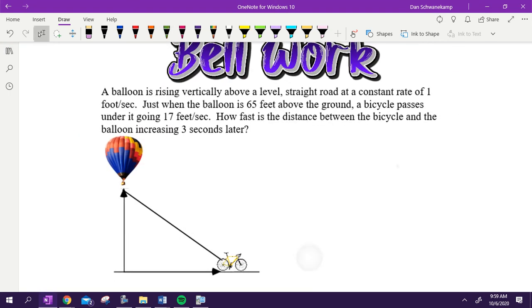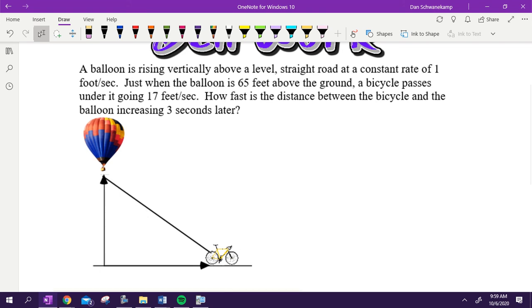A balloon is rising vertically above a level straight road at a constant rate of 1 foot per second. Just when the balloon is 65 feet above the ground, a bicycle passes under it, going 17 feet per second. How fast is the distance between the bicycle and the balloon increasing 3 seconds later?